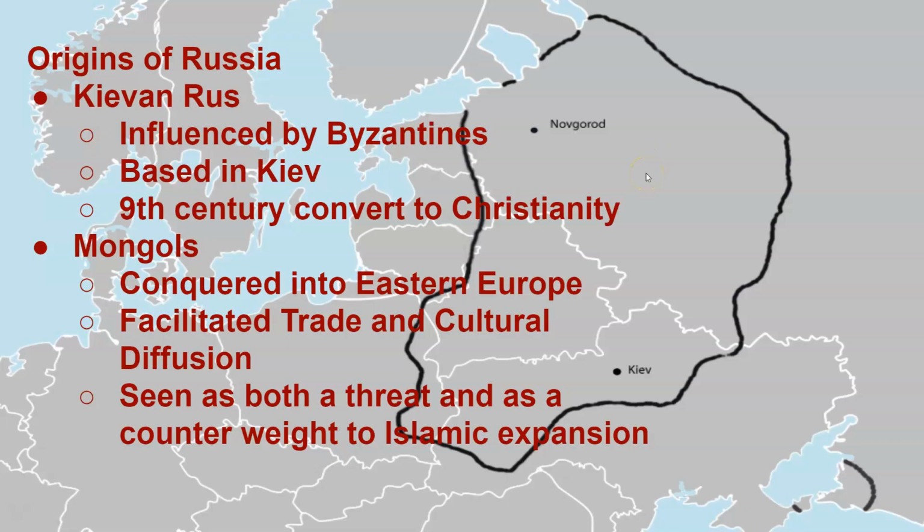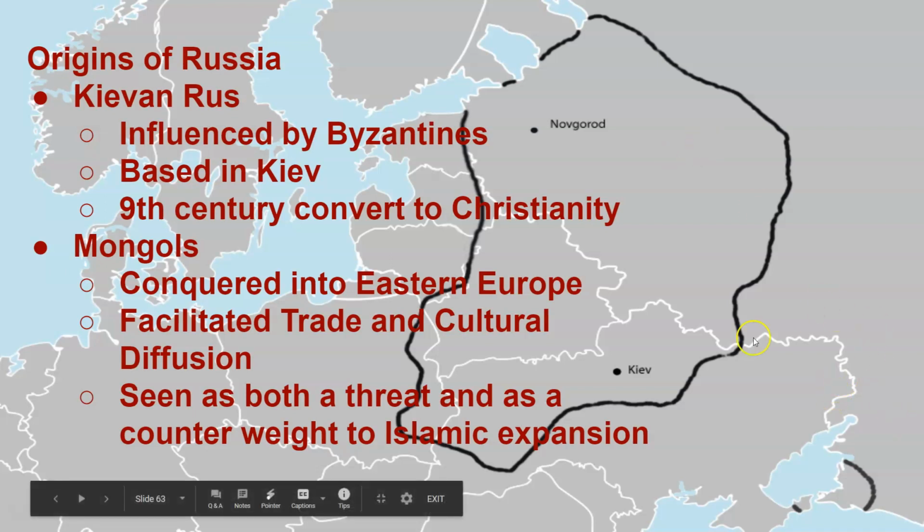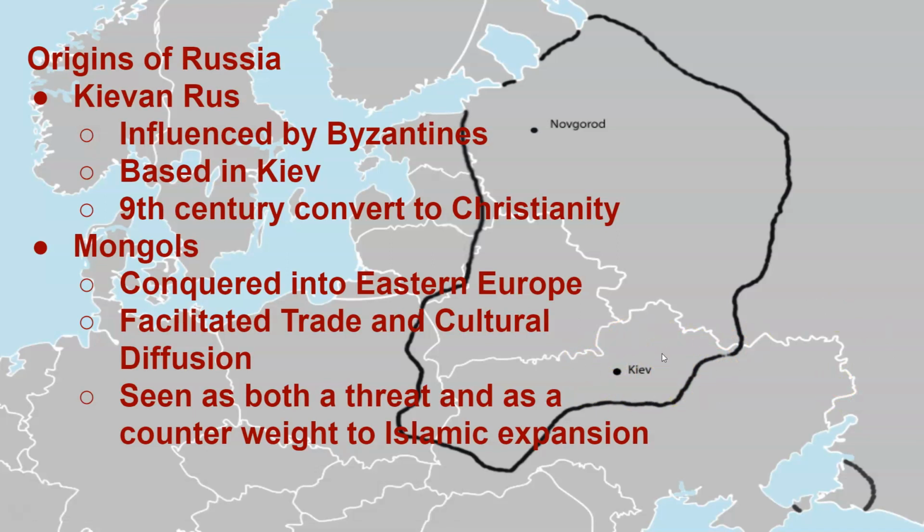Okay, Russia begins to coalesce, first under the Kievan Rus, influenced heavily by the Byzantines. It spawns down here in Kiev, and really gets its strength from the 10th-century conversion to Christianity and its Eastern Orthodox Christianity. And as Byzantium weakens, Russia grows in strength in response.